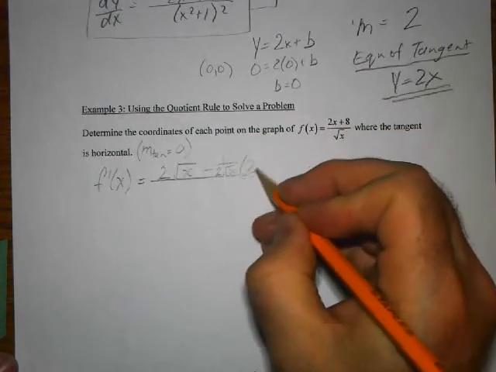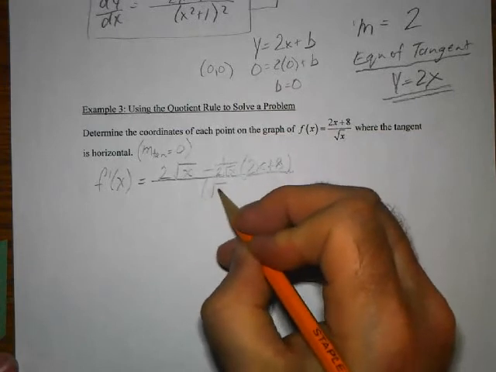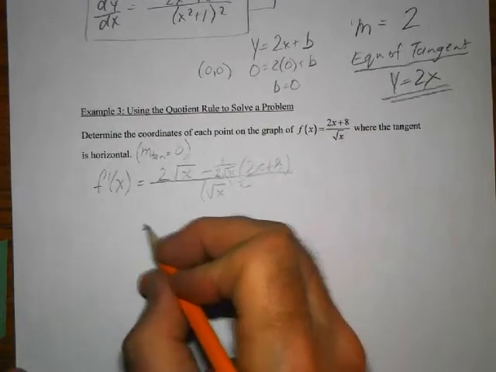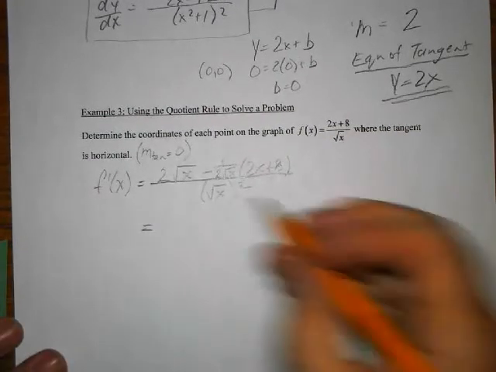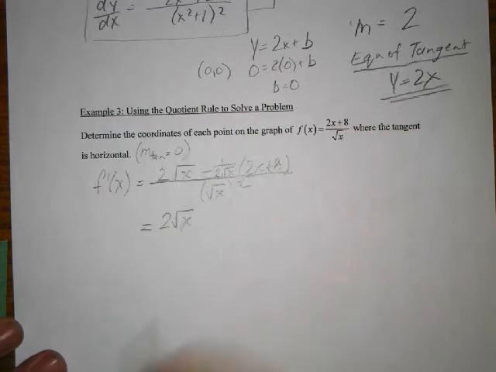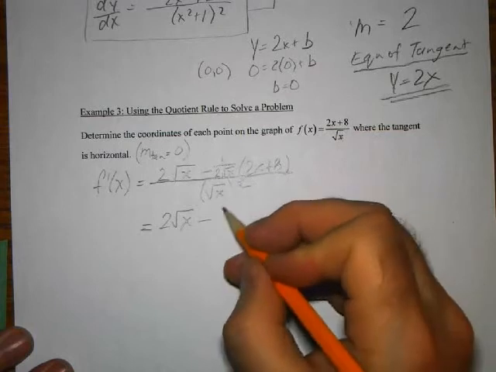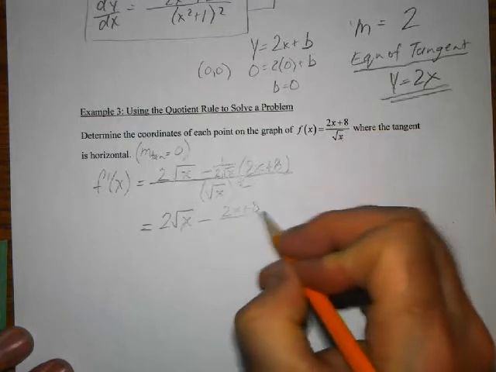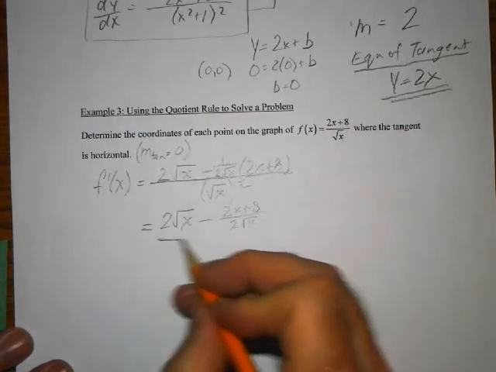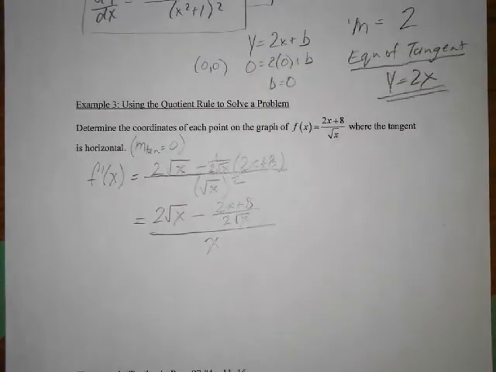Okay, so that's the derivative of the bottom times the top function. That's 2x plus 8 all over, and this one works out quite nicely, square root of x squared, and that's going to turn into just x. So we've got some simplifying and expanding to do there. 2 root x minus, I'm just going to put the 2x plus 8 on the top, and have a 2 root x on the bottom, and that's going to be all over x, because square root of x squared is just x.